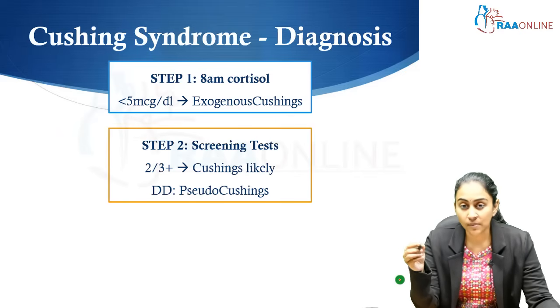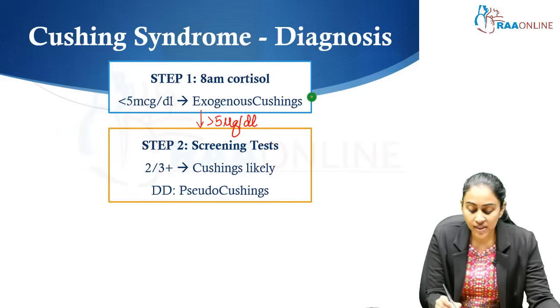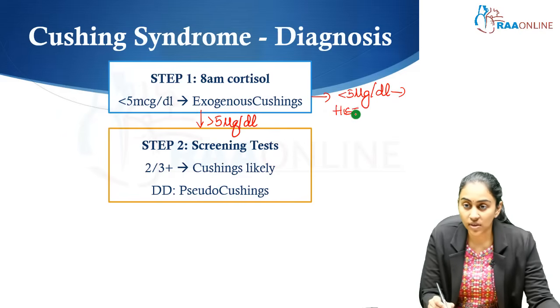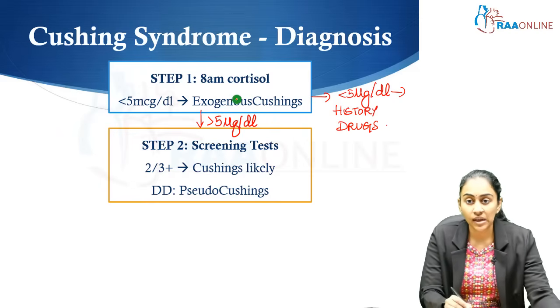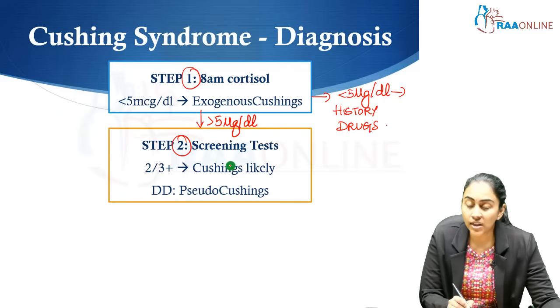Now, suppose the 8 AM cortisol is not suppressed, if it is going to be more than 5 microgram per deciliter. If it is less than 5 microgram per deciliter, then what are we going to do in these patients? We are going to ask them for history suggestive of steroid intake. So, review the history and review all the medications and prescriptions. If the cortisol is not suppressed, then you put them through screening tests. Now, there are 3 screening tests, and if any 2 out of 3 are positive, that means Cushing's is likely.